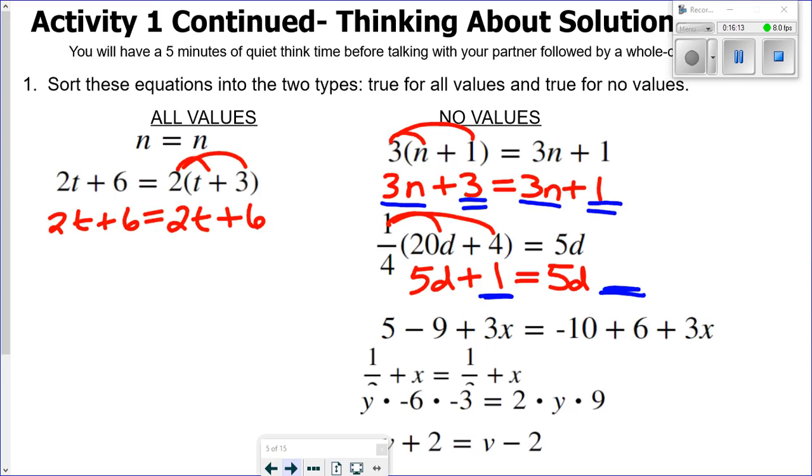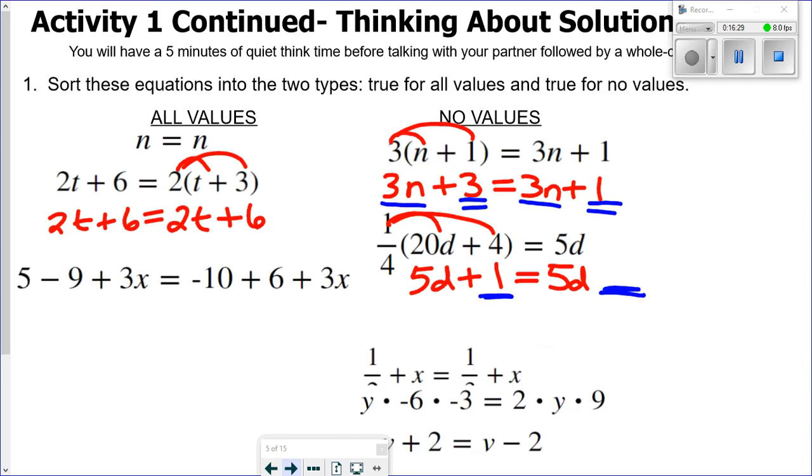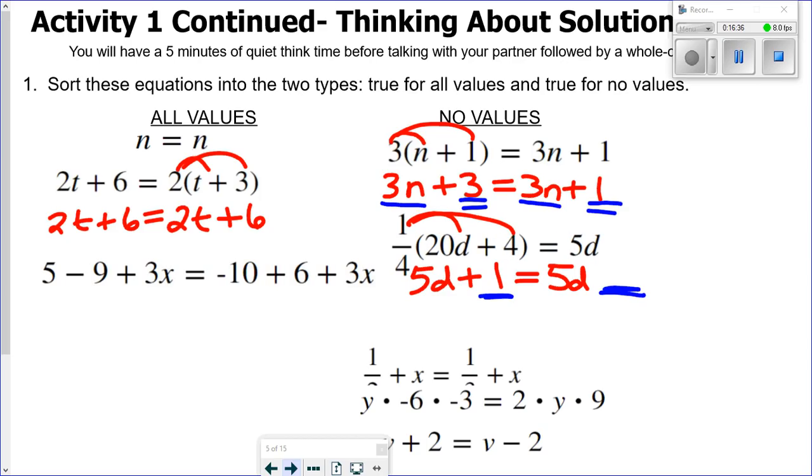Let's go ahead and take a look at 5 minus 9 plus 3x equals -10 plus 6 plus 3x. I'm going to go ahead and place this equation in the all values category. Let's take a look at why this equation works in the all values category.